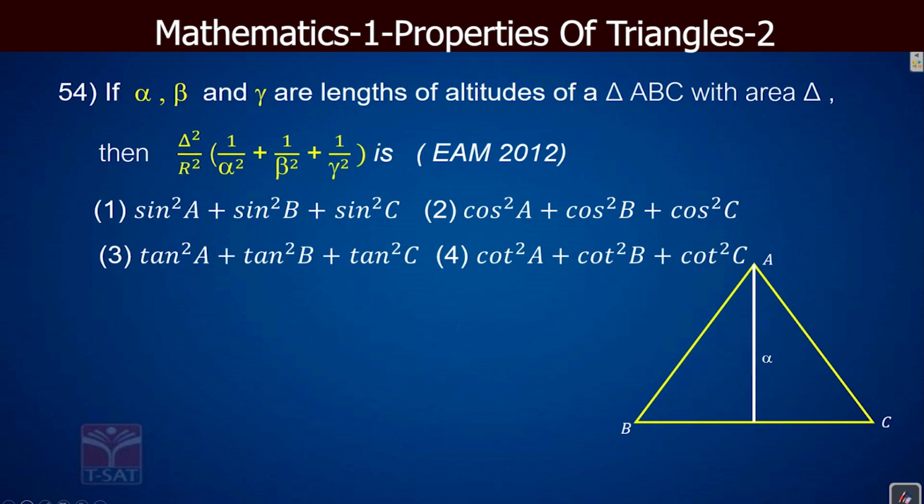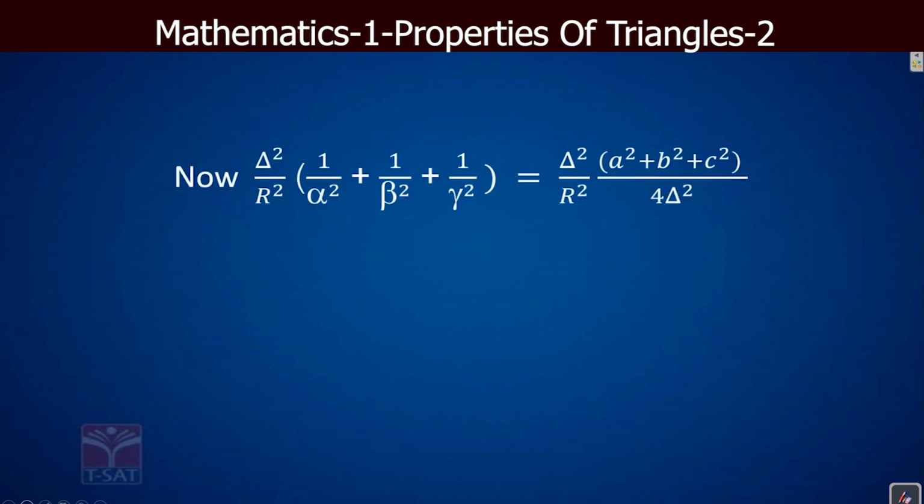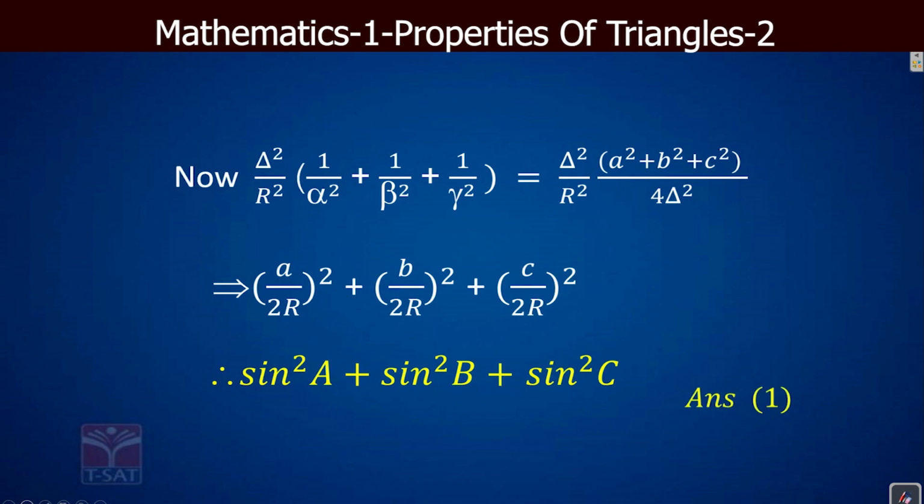So delta square by r square into 1 by alpha square plus 1 by beta square plus 1 by gamma square is equal to delta square by r square into a square plus b square plus c square by 4 delta square. That can be written as (a by 2r) whole square plus (b by 2r) whole square plus (c by 2r) whole square, where a by 2r is sin A. So sin square A plus sin square B plus sin square C. So the correct option is option number 1. Here we have used that the area of a triangle is half base multiplied by the height.